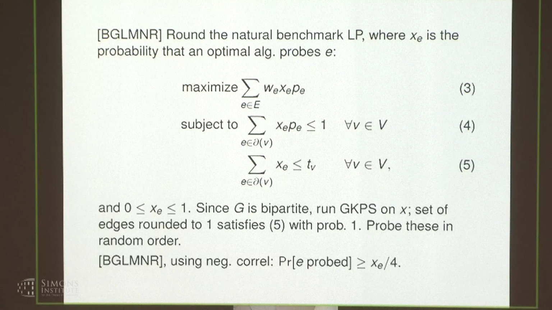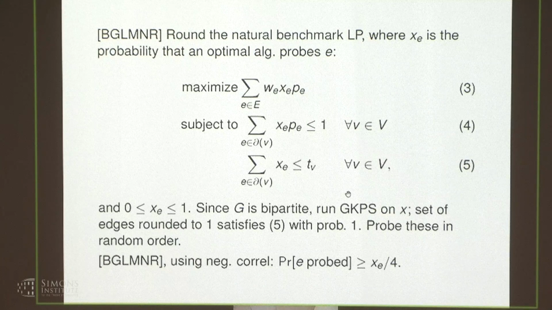So solve this LP to find an x, and now forget these constraints. Since the graph is bipartite, their algorithm will go ahead and run GKPS on x. So forget these constraints at this point, but keep the constraint family 5. Those are precisely the constraints that are preserved with probability 1 by GKPS. So let me just go up like 2-3 slides.